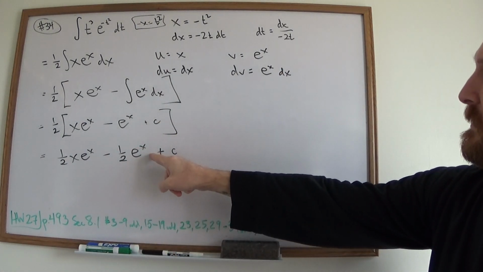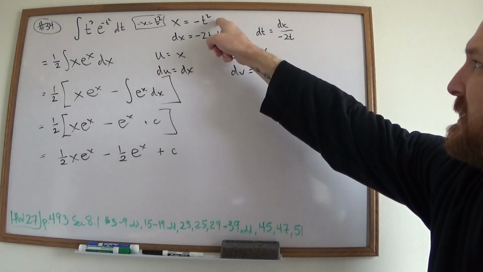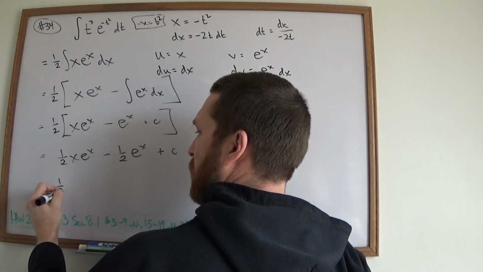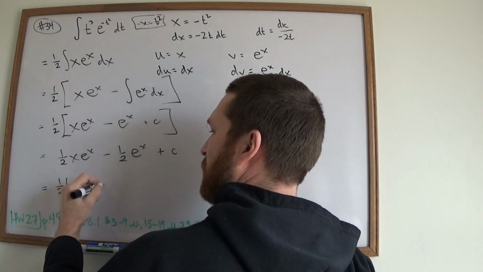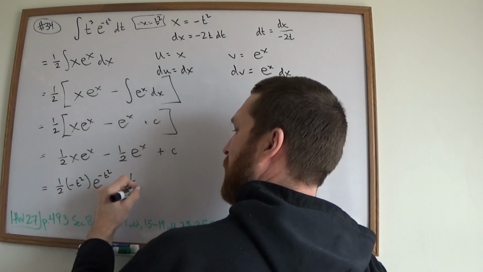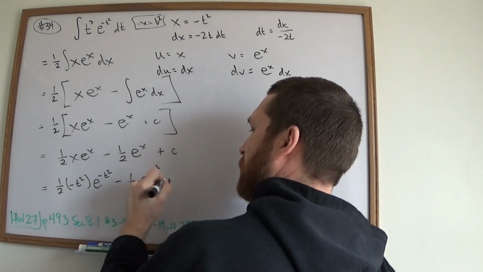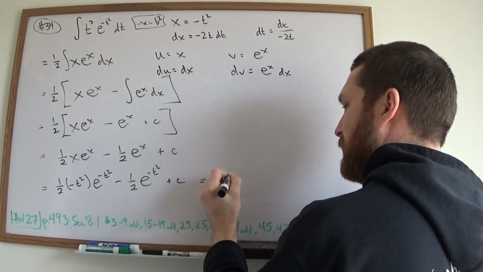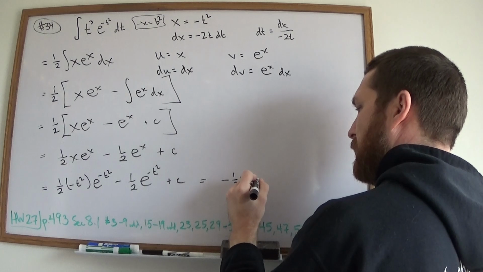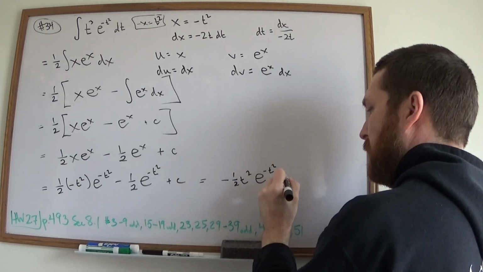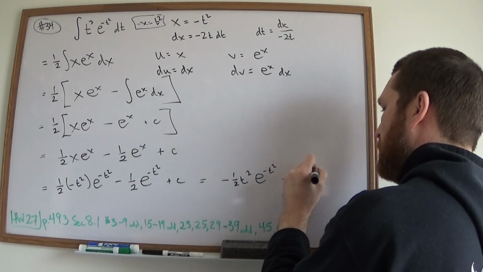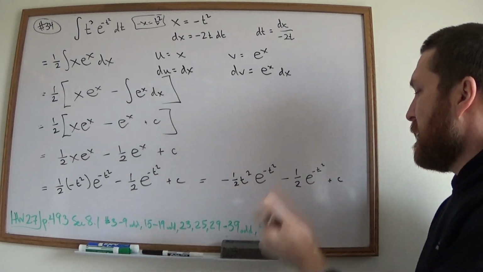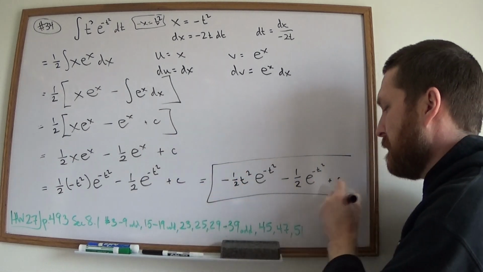But they didn't ask about x, did they? They asked about t. So now I'm going to finally bring my t back in and say that's 1/2 negative t squared e to the negative t squared minus 1/2 e to the negative t squared plus a constant, which I could rewrite as negative 1/2 t squared e to the negative t squared minus 1/2 e to the negative t squared plus a constant. And that should be my answer.